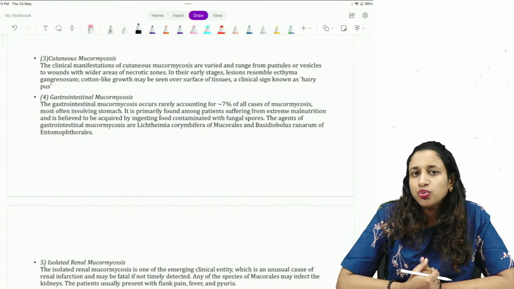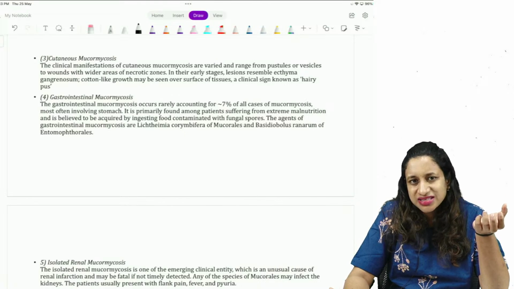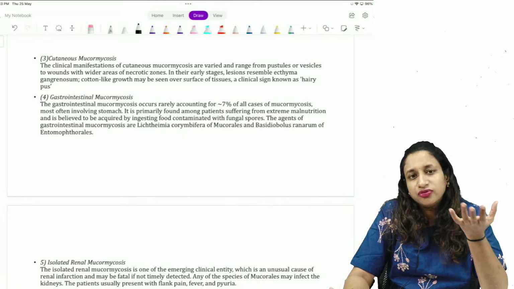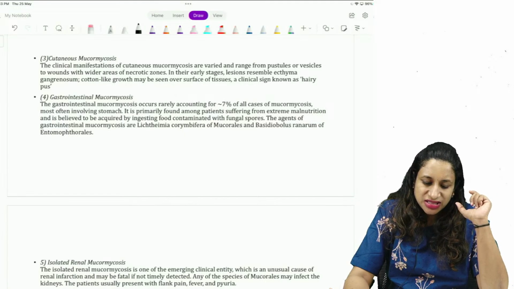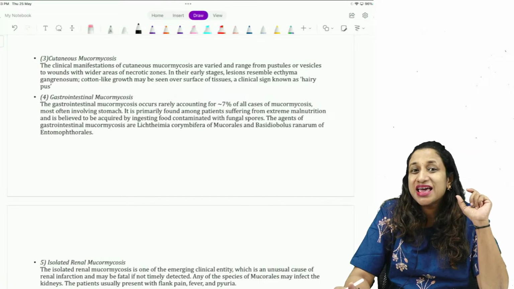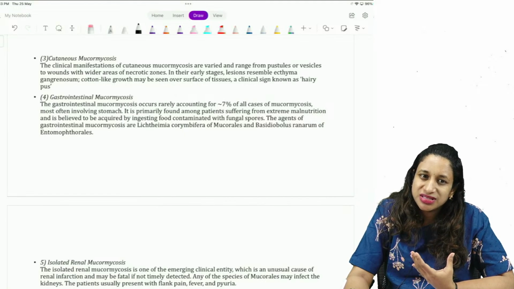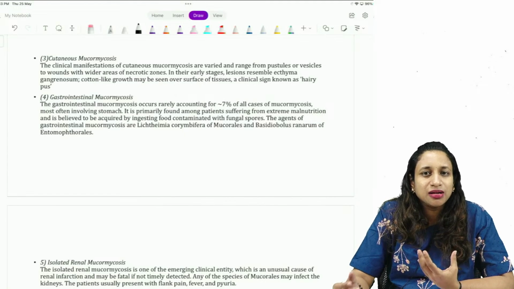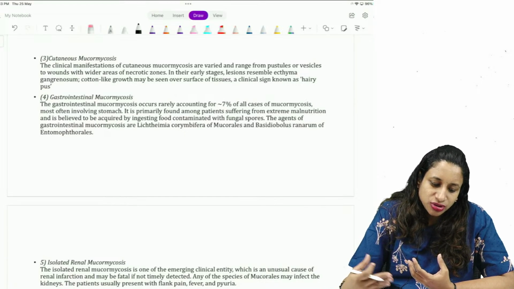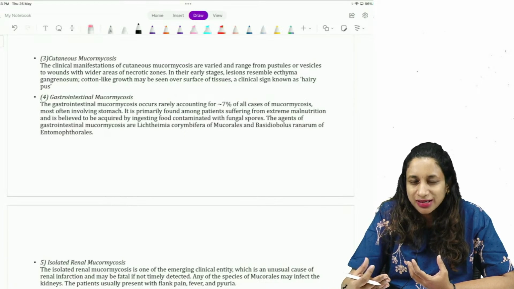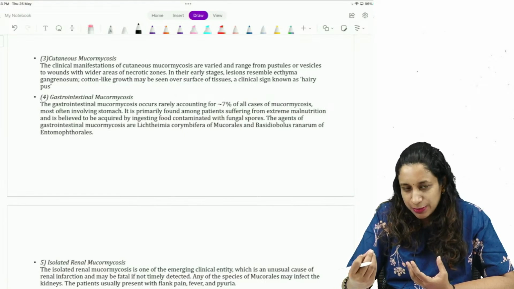Now the third important one is cutaneous mucormycosis, and like I told you, it's seen in the form of vesicles. You can see it in the form of a wound with a necrotic region. Now what happens here is you will be able to see what is known as hairy pus. It's described as hairy pus because in the beginning it looks something like a bacterial infection, but over a period of time you see that the growth on the surface looks more cotton-like. So it gives you an appearance which is known as hairy pus.